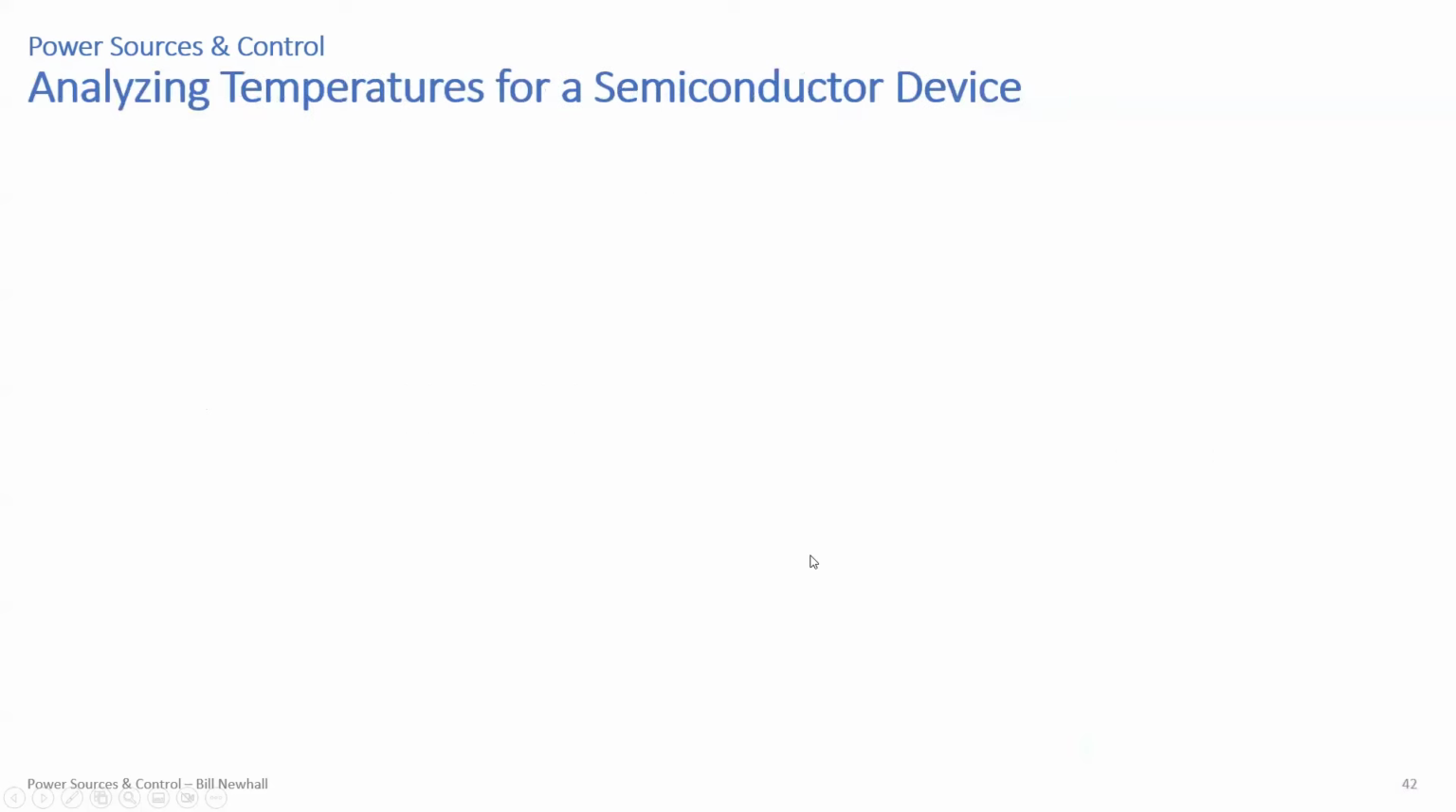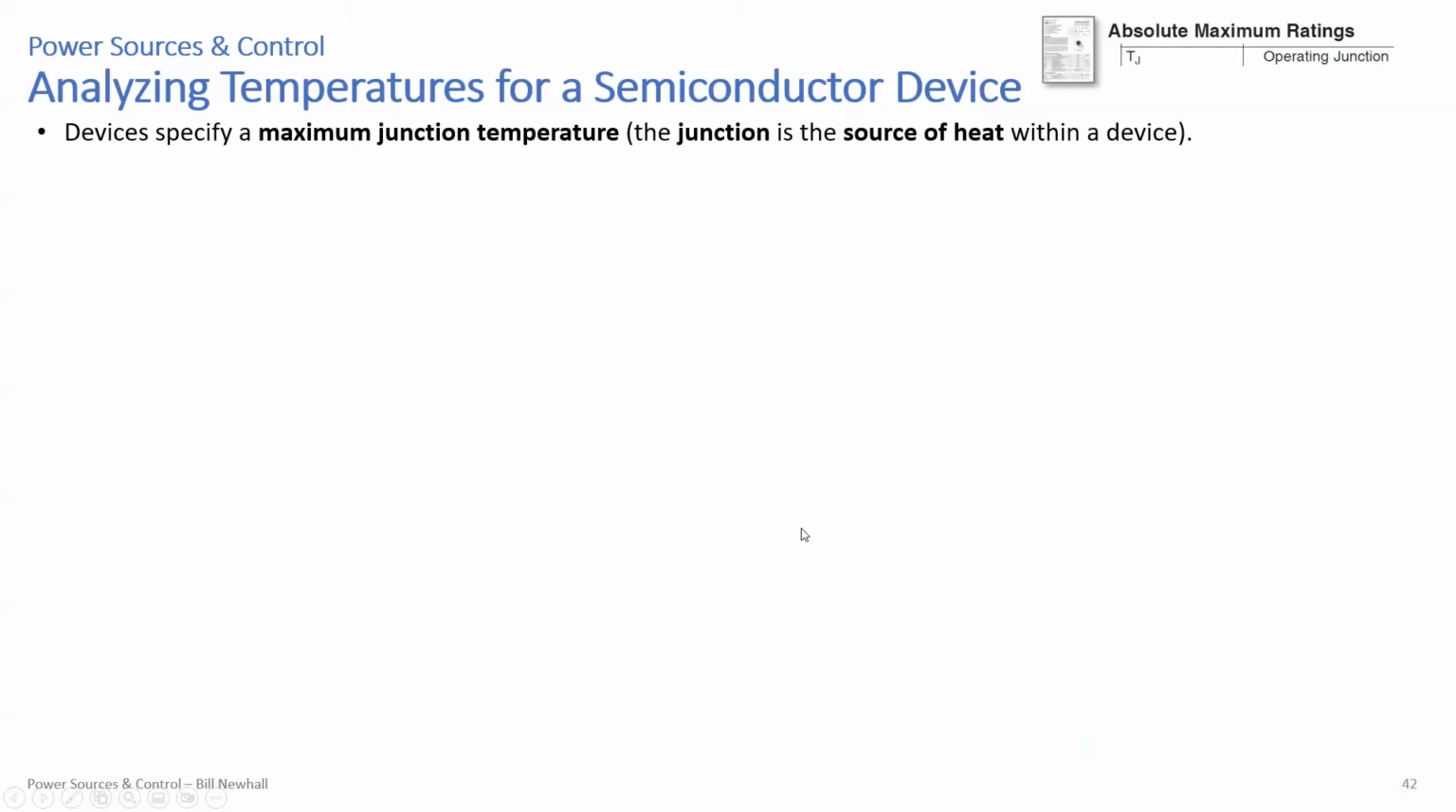With that in mind, let's take a look at analyzing temperatures for a semiconductor device. Often semiconductor devices specify a maximum junction temperature. The junction is actually the source of heat within the device, so that's going to be the hottest part of the device and an important part of the device. So you don't want to exceed a maximum temperature of that junction. Think of a diode with a PN junction. Think of the junctions within a transistor or a MOSFET.